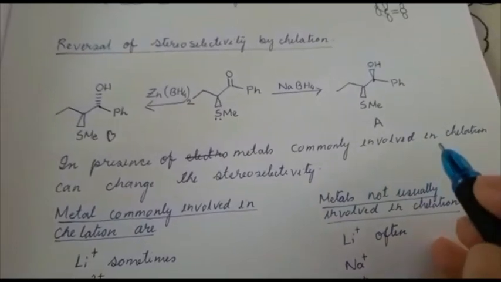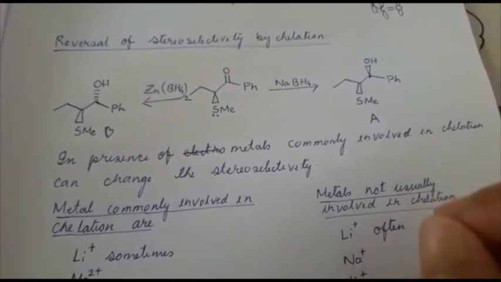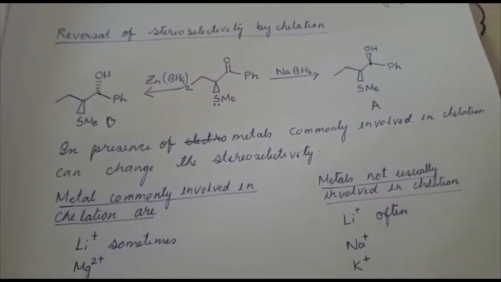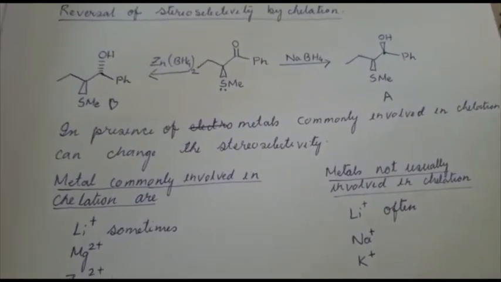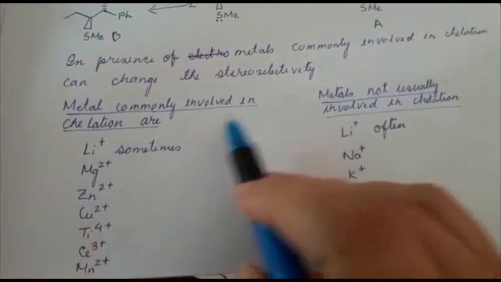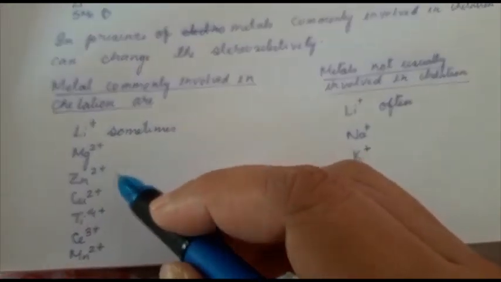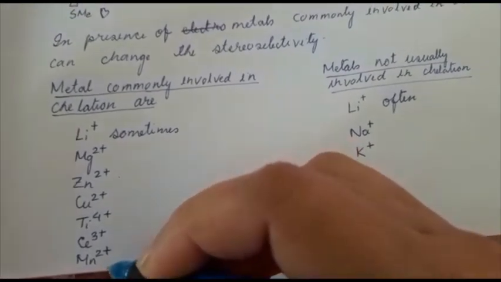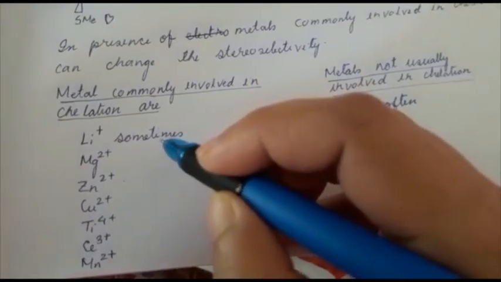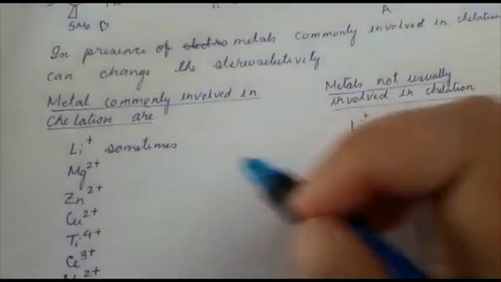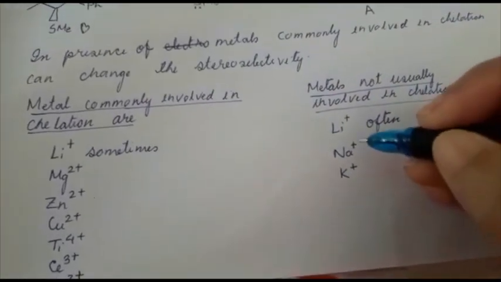Now, what is chelation? Chelation is nothing but when a metal can bring 2 or 3 heteroatoms near to each other by coordination with a lone pair. That particular phenomenon is called chelation. Now, what are the metals commonly involved in chelation? They are magnesium ion, zinc ion, copper ion, titanium ion, cerium ion. Lithium can undergo chelation, but sodium and potassium never will undergo chelation.